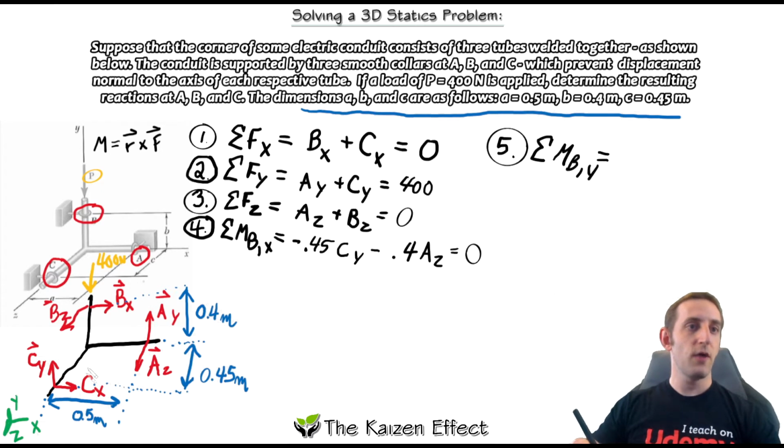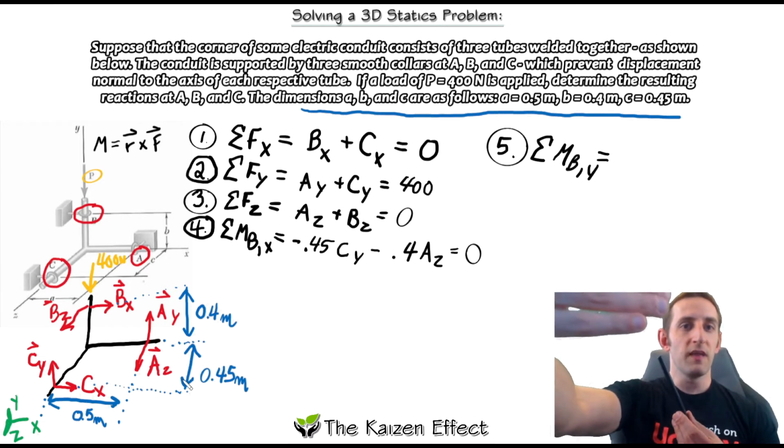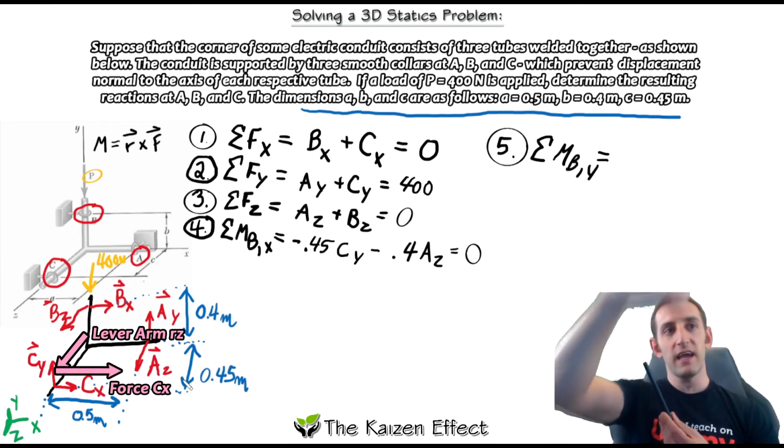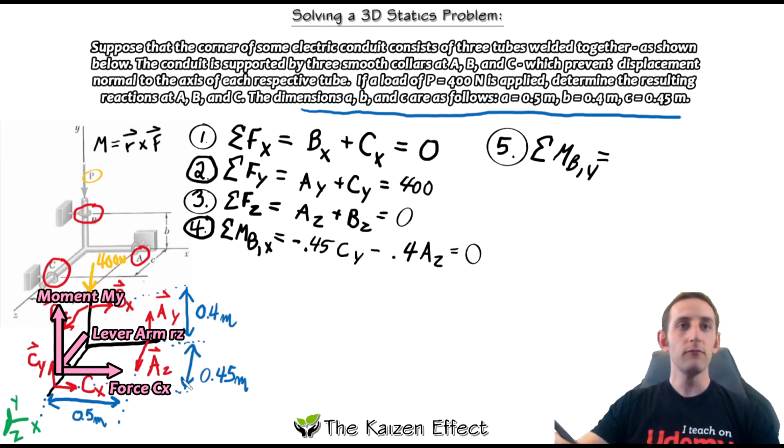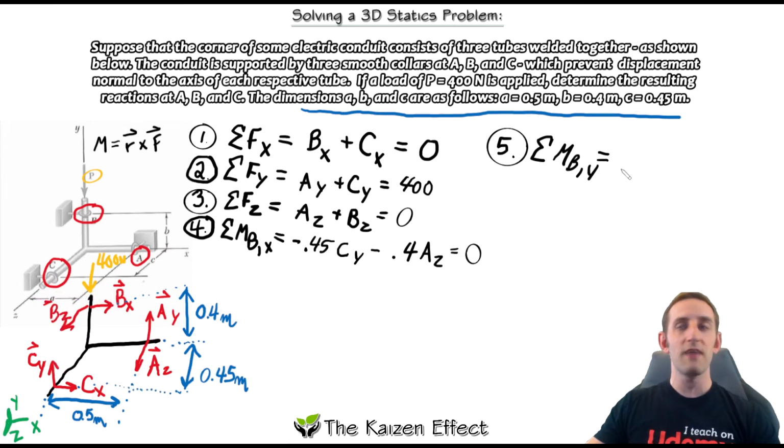The first one I see right away is this CX, because it's pointing in the X direction, and we need a lever arm in the Z direction to create some kind of Y moment along that axis. So C is in the X direction, and we have this 0.45 in the positive Z direction, so it's coming towards me. We curl in the X direction, and that gives us our thumb pointing in the Y direction. So what we end up with is a positive 0.45 CX. And then next we have this AZ, which is the force in the Z direction. We have a lever arm in the X direction, so that's going to create a moment along the Y axis.